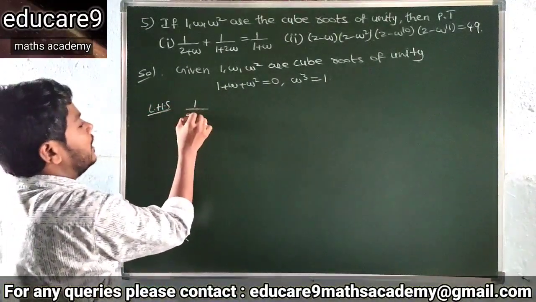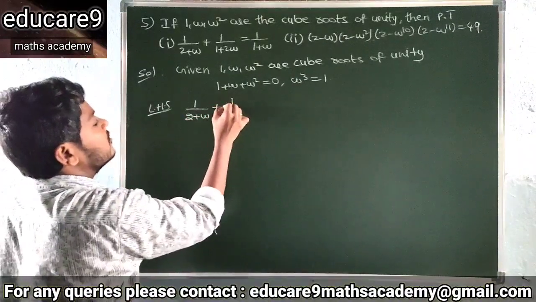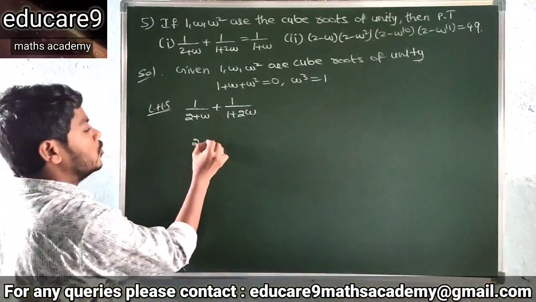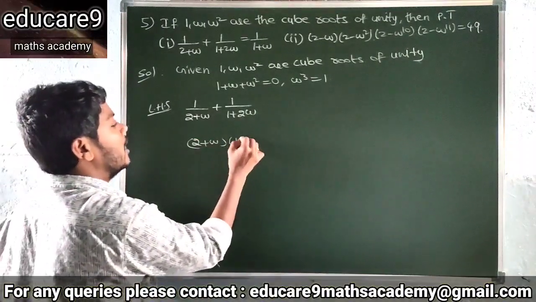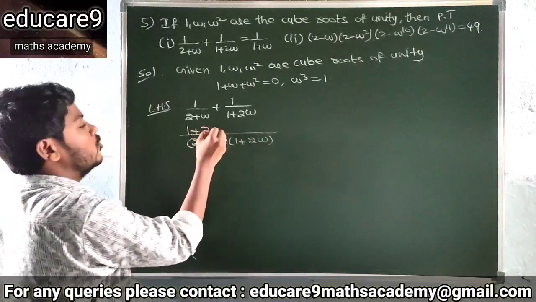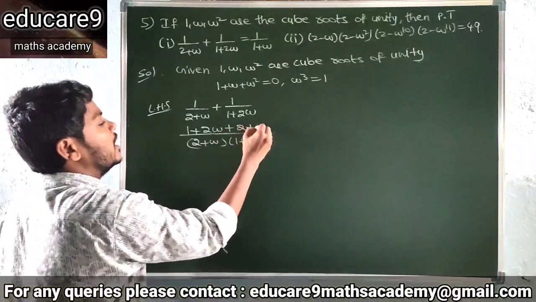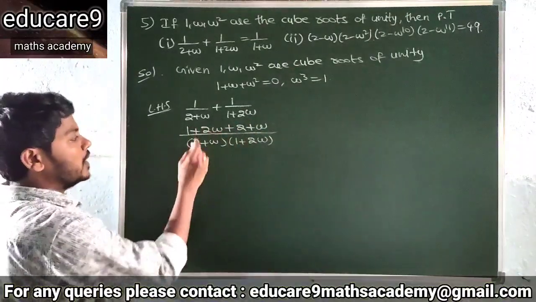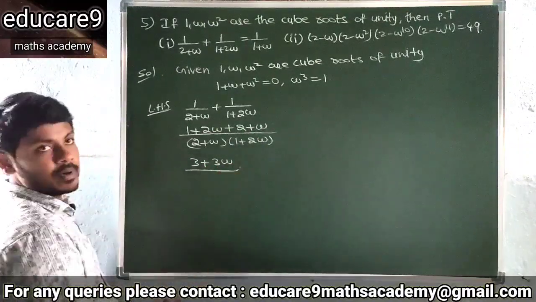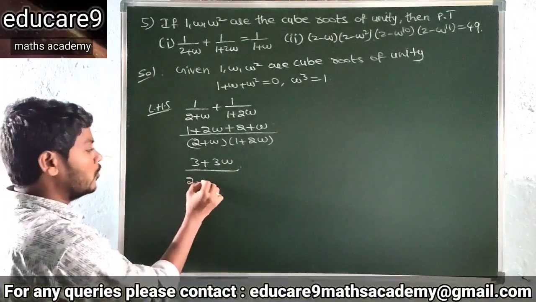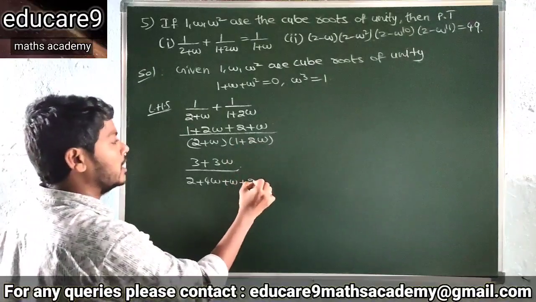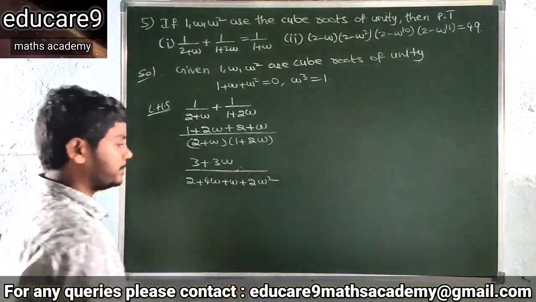Now consider the LHS value. So what is that? 1 by (2 plus omega) plus 1 by (1 plus 2 omega). So here what is the LCM? (2 plus omega) into (1 plus 2 omega). So this is (1 plus 2 omega) plus (2 plus omega). So here 2 plus 1 is 3, 2 omega plus omega is 3 omega. Divided by multiplying these two. So 2 plus 4 omega plus omega plus 2 omega into omega, 2 omega square.